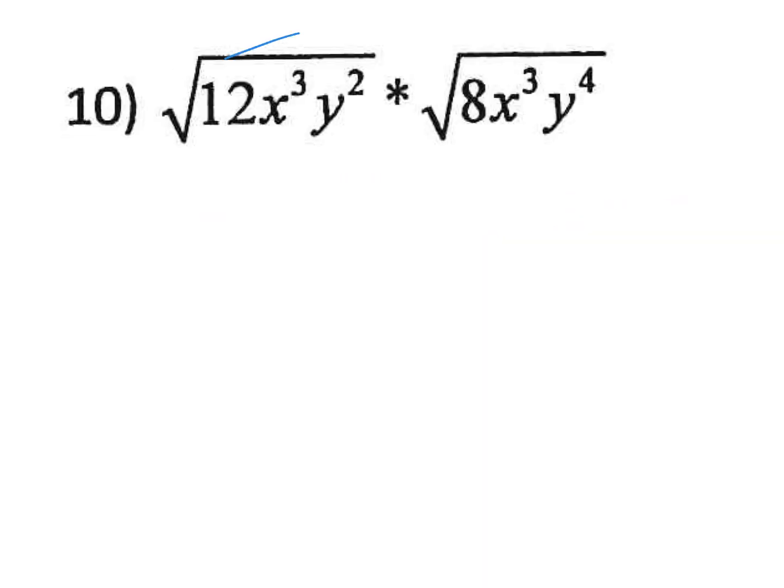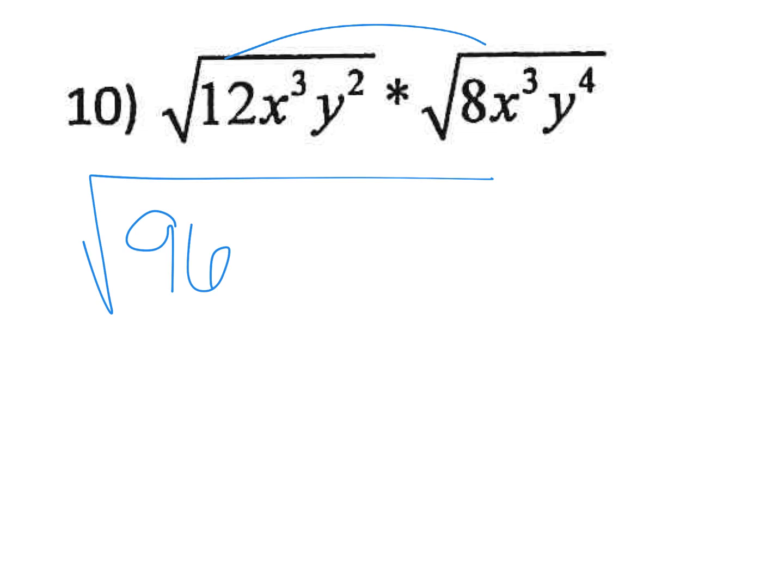All right, I'm going to say 12 times 8 is 96. This is all going to be inside of a radical. And remember, when I am multiplying exponents, I'm adding the exponents. So if I have x cubed here and x cubed here, I can say x to the 6th. And y squared and y to the 4th would add up to give me y to the 6th also. So I'm going to see what 96 can break down to.